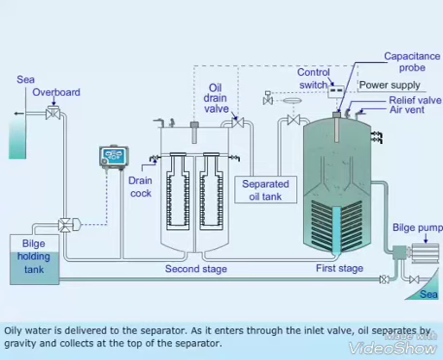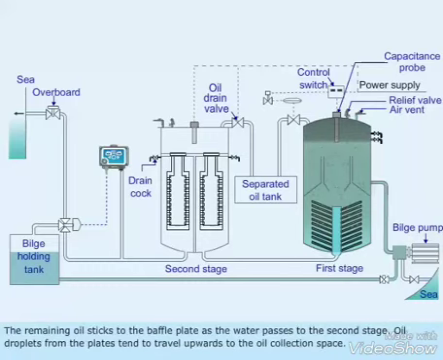As it enters through the inlet valve, oil separates by gravity and collects at the top of the separator. The remaining oil sticks to the baffle plates as the water passes to the second stage. Oil droplets from the plates tend to travel upwards to the oil collection space.